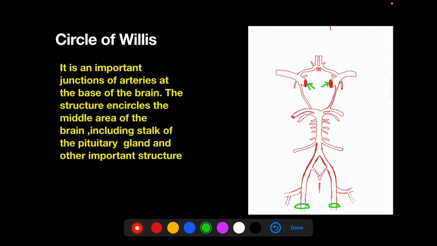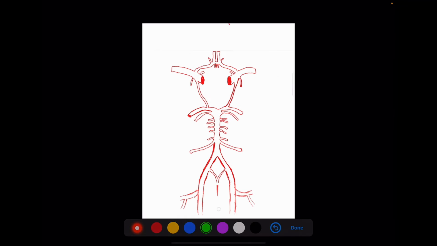Now we're coming to the definition of the circle of Willis. It's an important junction of arteries at the base of the brain. The structure encircles the middle area of the brain, including the stalk of the pituitary gland and other important structures. Now we'll discuss the branches in the next slide.